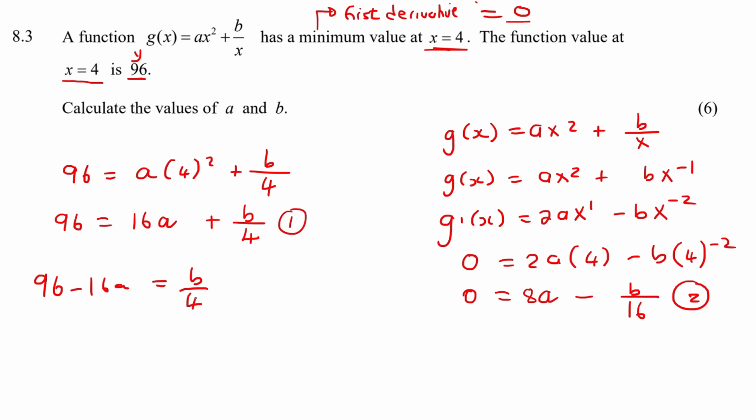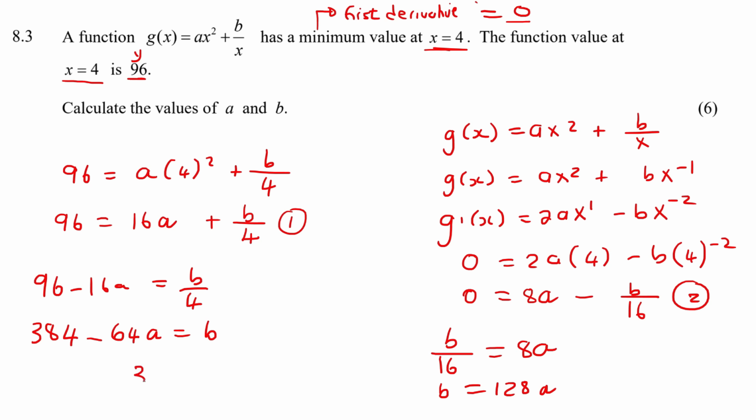So I'm going to bring the 16a over. I'm then going to multiply everything by 4. So 384, so I'm multiplying this 4 over, minus 64a equals b. And then on this side, I'm also going to get the b by itself. So I'm going to bring b over 16 over. So many different ways you could do this. And then I'm going to multiply the 16 to the other side. So that'll become 8 times 16, which is 128.